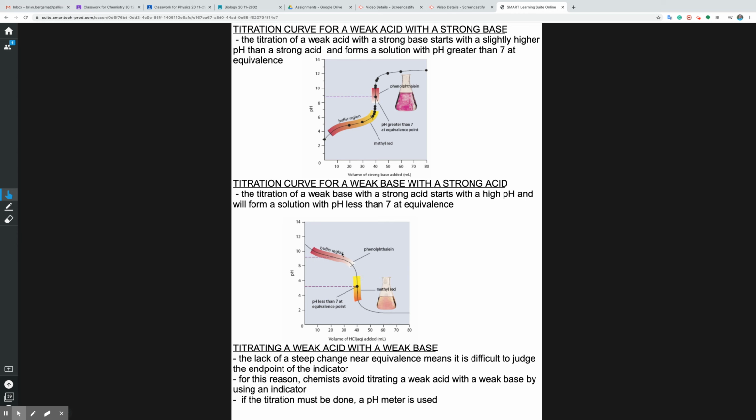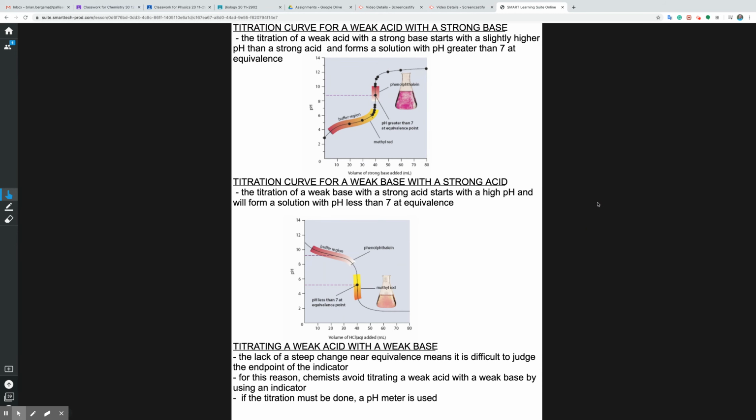Sometimes it's helpful. When we did ours last year, it was really hard: it went from clear to all of a sudden purple. A way to help with that is, in your buffering region, to add a little bit of another indicator such as methyl red. When you're first starting, it'll stay red. When it starts to turn yellow, you know you're getting really close. And then when it goes pink, your phenolphthalein is changing colors.